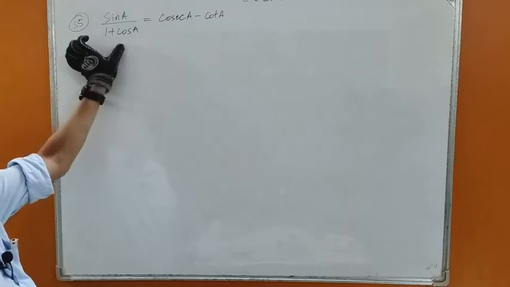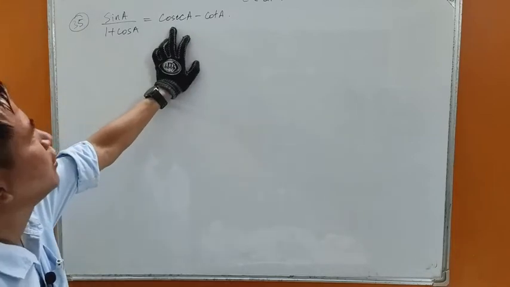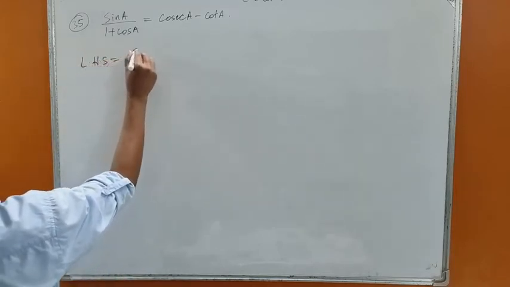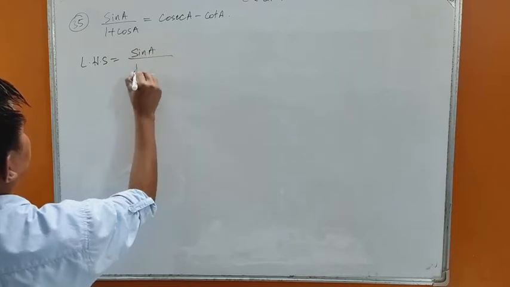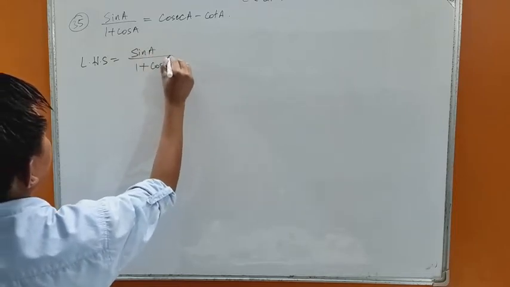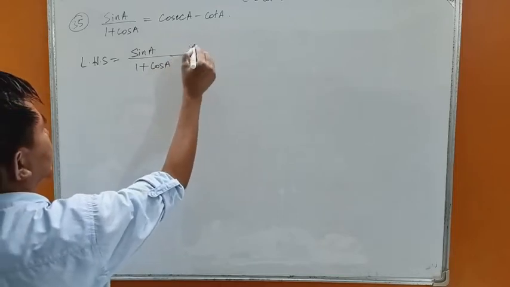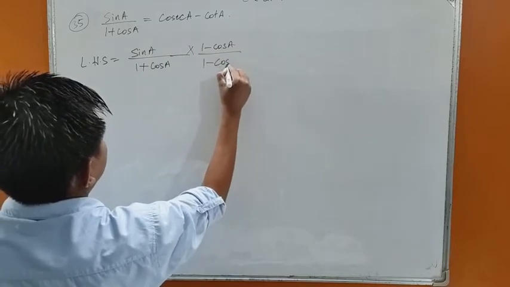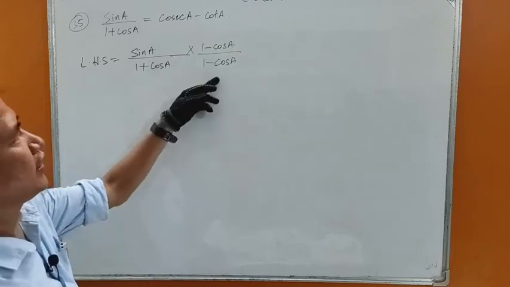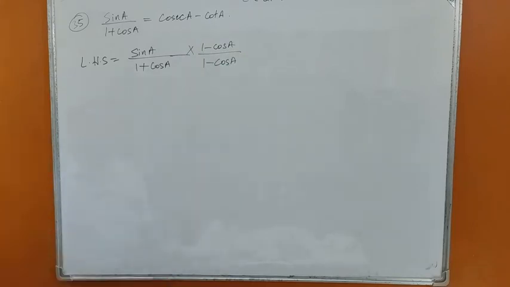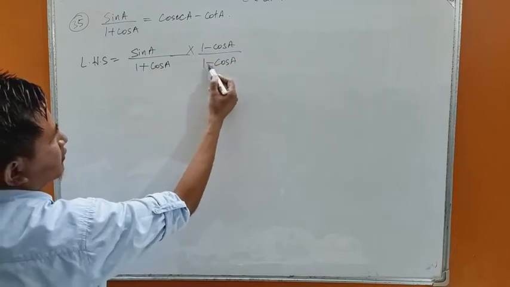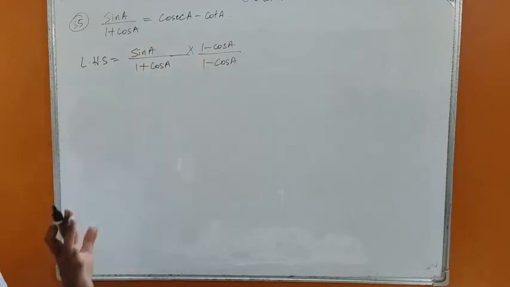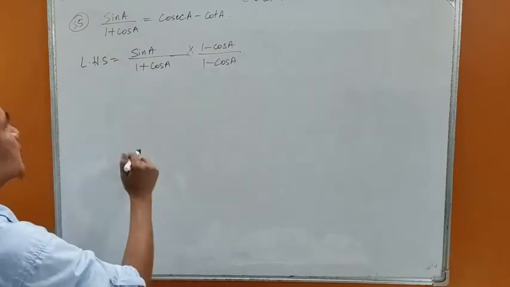We have sin A upon 1 plus cos A in the left hand side and we are asked to prove this equals cosec A minus cot A, isn't it? So let's do this. LHS equals sin A upon 1 plus cos A. Let's multiply the numerator and the denominator by 1 minus cos A. This can be done because 1 minus cos A and 1 minus cos A cancel, so this gives us this into 1. I can multiply and divide by the same number.